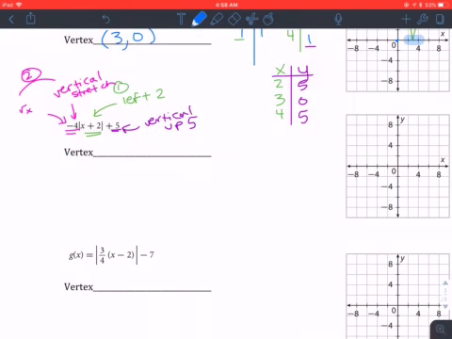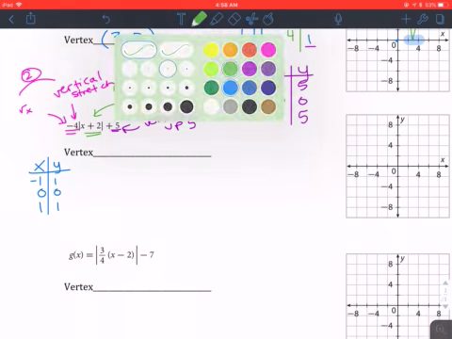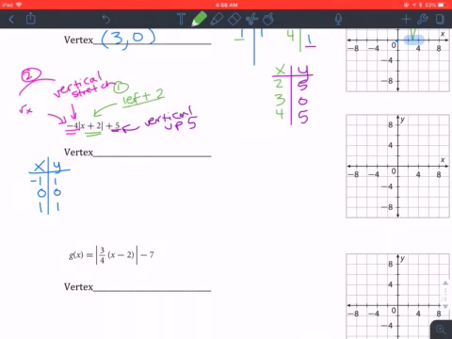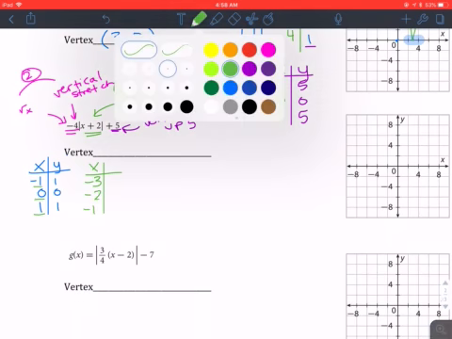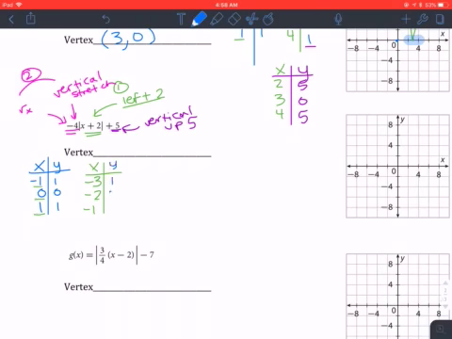Okay, so we're going to start with those same points. My parent function, -1, 1, 0, 0, and 1, 1. The very first thing we're going to do is shift left 2. So that means my x values are going to change. So I'm shifting left 2. I'm going to subtract 2 from my x values. So -1 minus 2 is -3. 0 minus 2 is -2. And 1 minus 2 is -1. My y values haven't changed yet, so they're still 1, 0, 1.